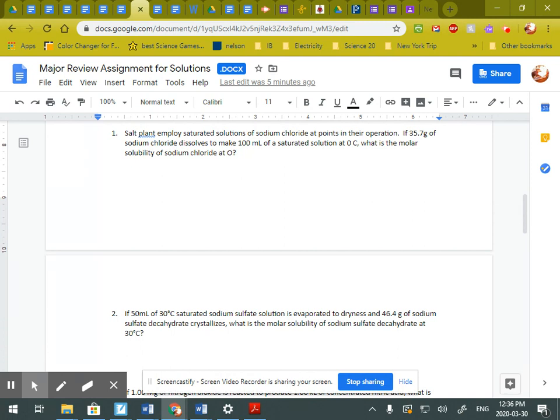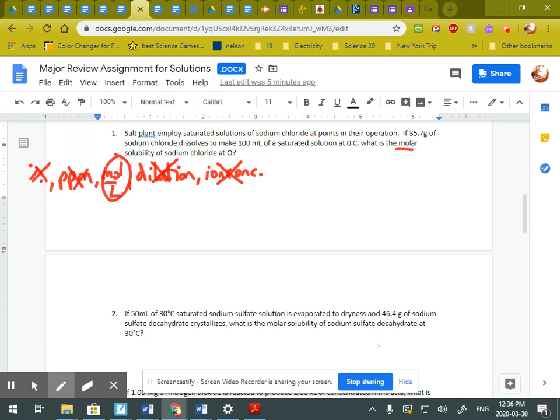Okay, anyways, so speaking of different math problems, we have percentage problems, we have parts per million problems, we have concentration problems, we have dilution problems, and we have ion concentration problems. So in reading this, does this question talk about percentage? No. Does this question talk about part per million? No. Are we talking about diluting the problem? No. Is it talking about ion concentration? No. So this is a mole per liter problem. Okay. Molar concentration is moles per liter.